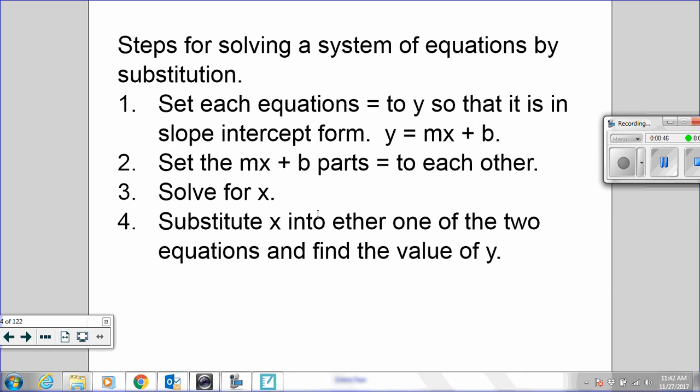Step three, solve for x. So once you have the mx plus b set equal, there'll be no y's involved. So all you got to do is solve for x like a regular normal equation. Step four, substitute the x into either of the previous equations and find the value for y. So let's take a look at an example.